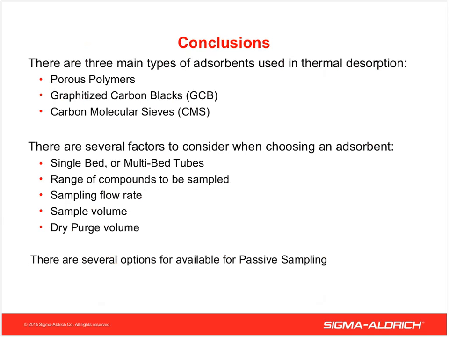So in conclusion, there are 3 main types of adsorbents used in thermal desorption: porous polymers, graphitized carbon blacks, and carbomolecular sieves. There are several factors to consider when choosing an adsorbent: single bed or multi-bed, range of compounds to be sampled, sampling flow rate, sample volume, and dry purge volume. There are several options available for both passive and active sampling.